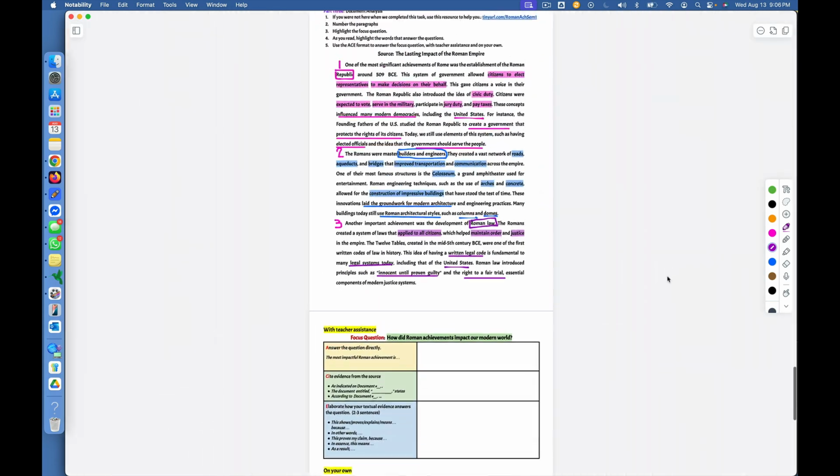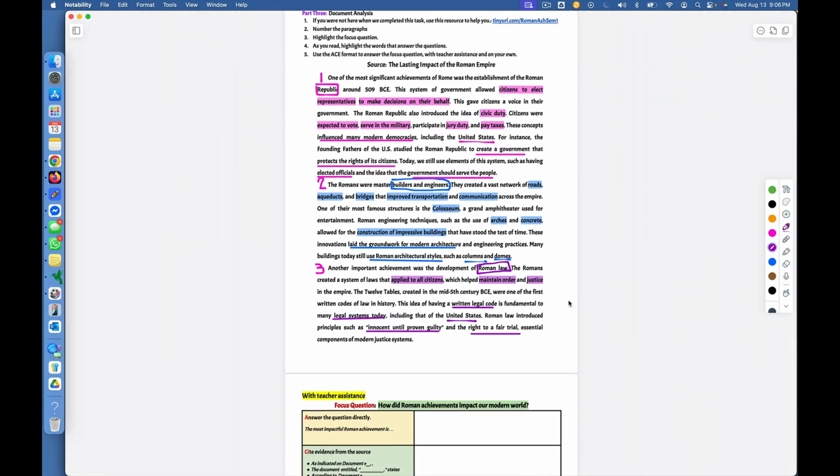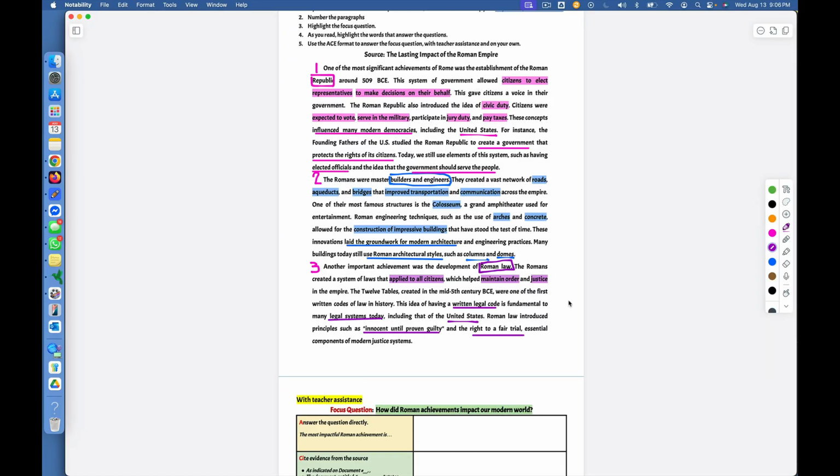So if I zoom out, you can easily, if I were to ask a question, what were 3 ways the Roman achievements impacted our world, you could point to the 3 achievements easily, looking at the 3 boxed terms: the Republic, builders and engineers, and Roman law. If I wanted you to give me a little more detail, you would look at what's highlighted for each one. And then if I asked you the question, how did it impact our world, you'd look for the underlining.